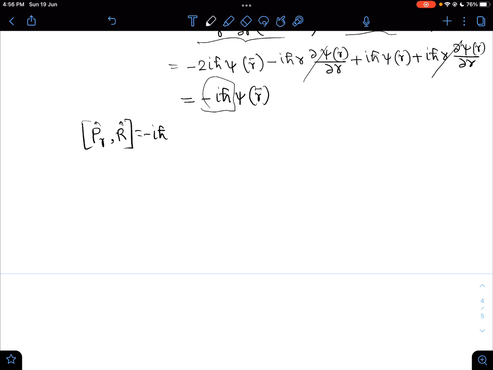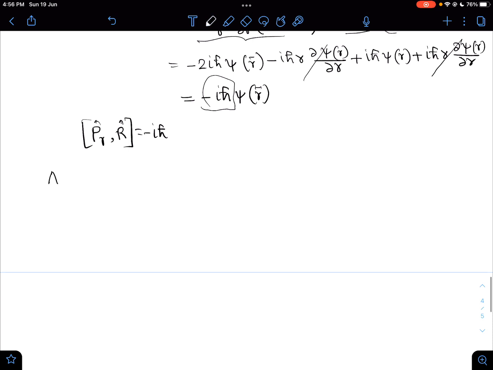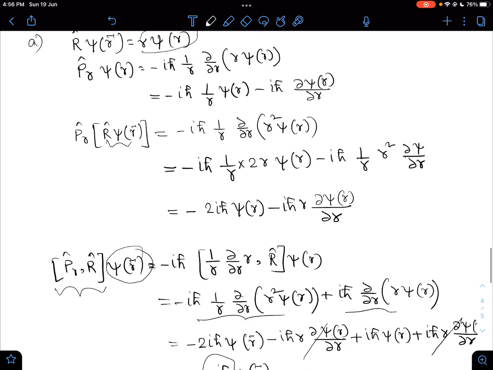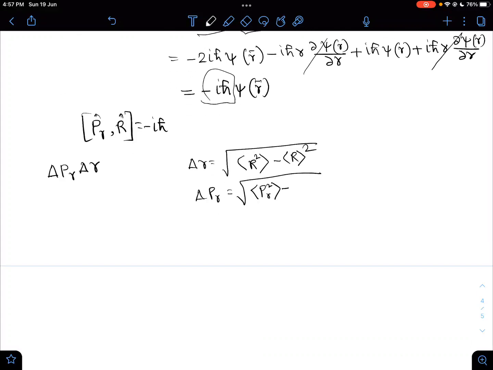So the commutator relation we have found. Now we have to find our delta P_r delta r, where we know that delta r is defined as square root of ⟨r²⟩ minus ⟨r⟩², and delta P_r will be defined as square root of ⟨P_r²⟩ minus ⟨P_r⟩². So we have to find this.